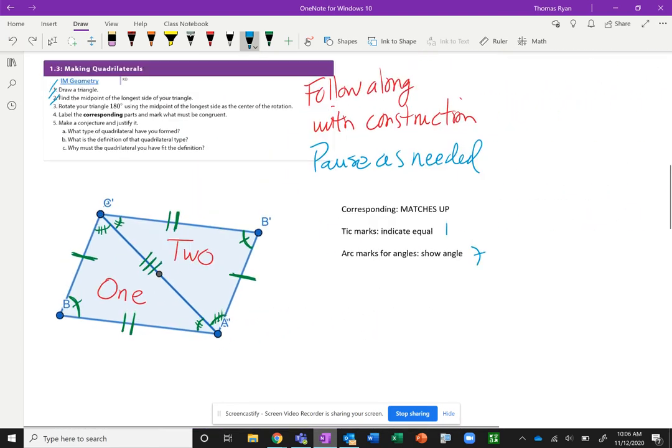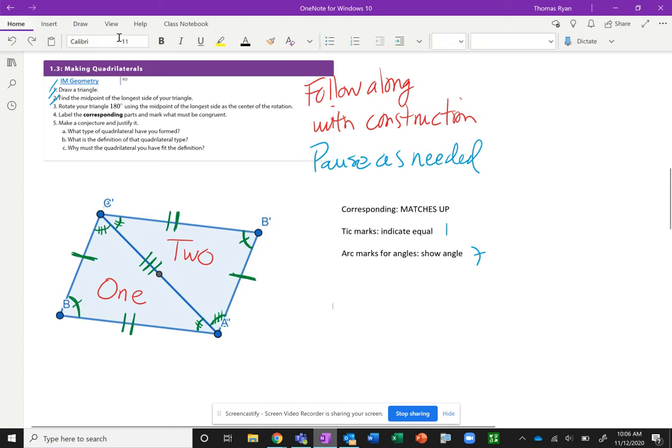So all we're trying to do is just, we need to be able to see, oh, you know what? This angle matches up with this one because we spun it around 180 degrees and they look the same. Or this side matches up with this side because they're in the same position. They're corresponding.